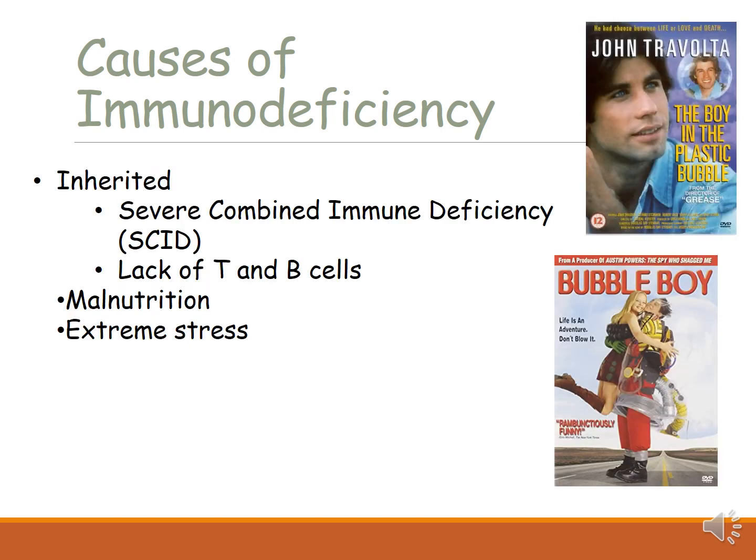There's also a genetically inherited form of immunodeficiency. This is known as SCID, severe combined immune deficiency, where an individual has a lack of T cells and B cells. This is portrayed in two movies, one in 1976 called The Boy in the Plastic Bubble, starring John Travolta. There was a remake starring Jake Gyllenhaal called Bubble Boy.